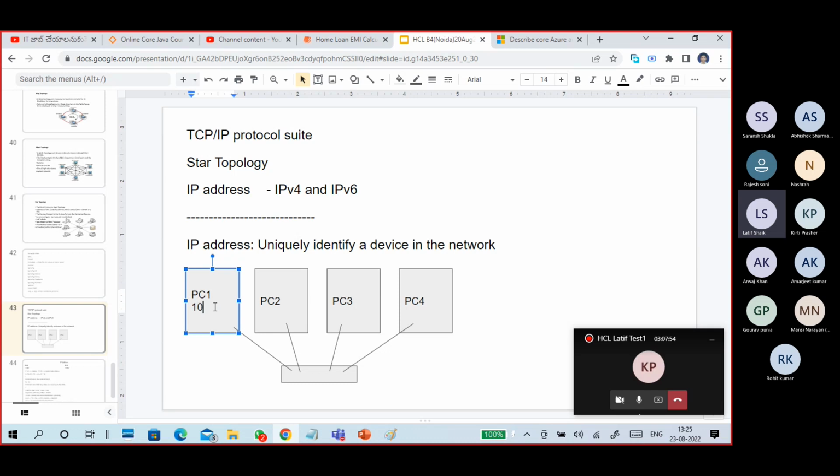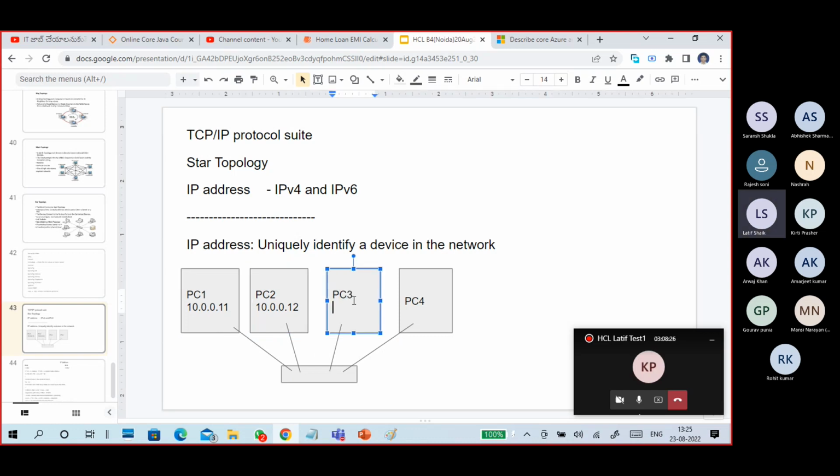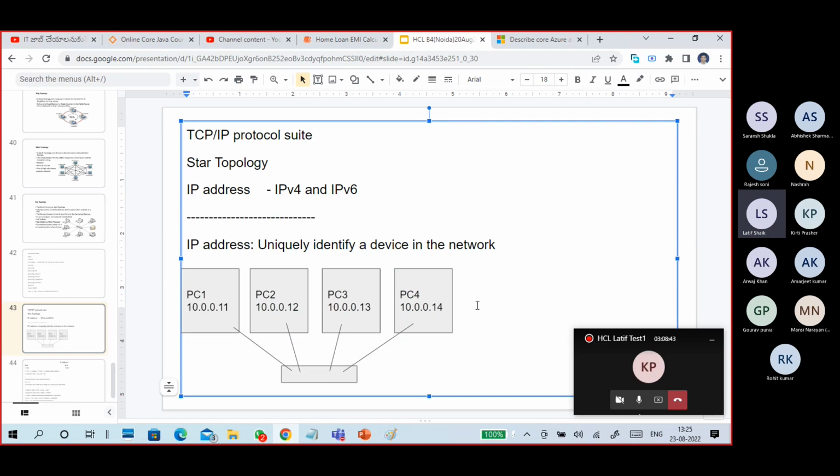So I'm putting 10.0.0.11. One is better, but I gave 10. Now it has become 11. Now it is 10.0.0.12, then 10.0.0.13, and it is also the same 10.0.0.14. So I gave these IP addresses like this.